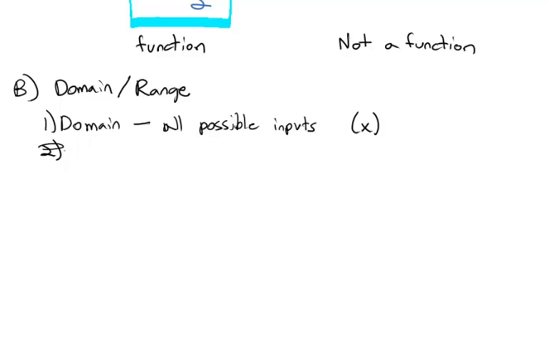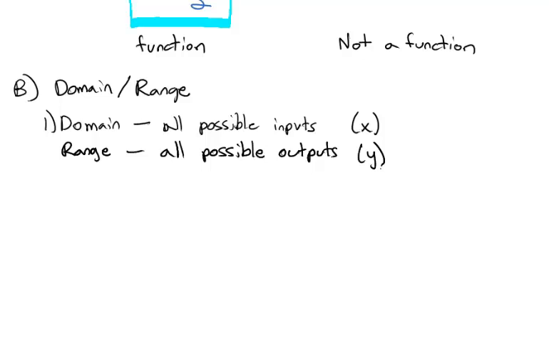The range, I'll keep it on the same bullet point. Range is all possible outputs. Often thought of as the y value. Sometimes it'd be the velocity, depending on the context. But the outputs, the result of the function. So if we were to look at a graph, let's make this a subpoint. If we were to look at a graph, let's see.